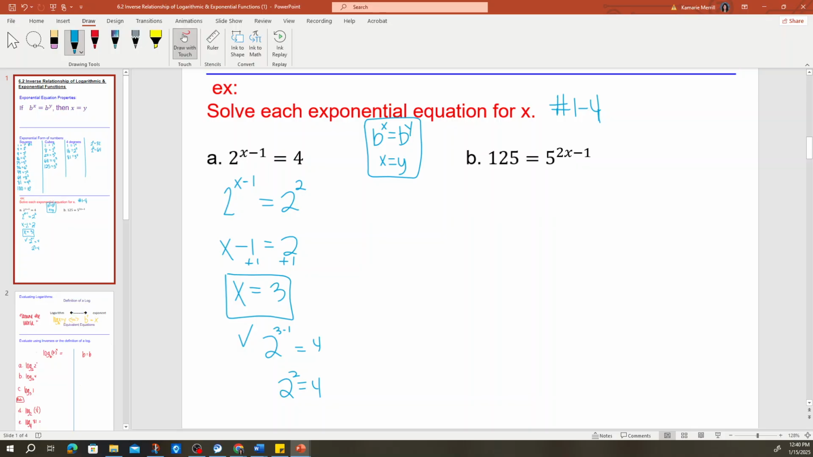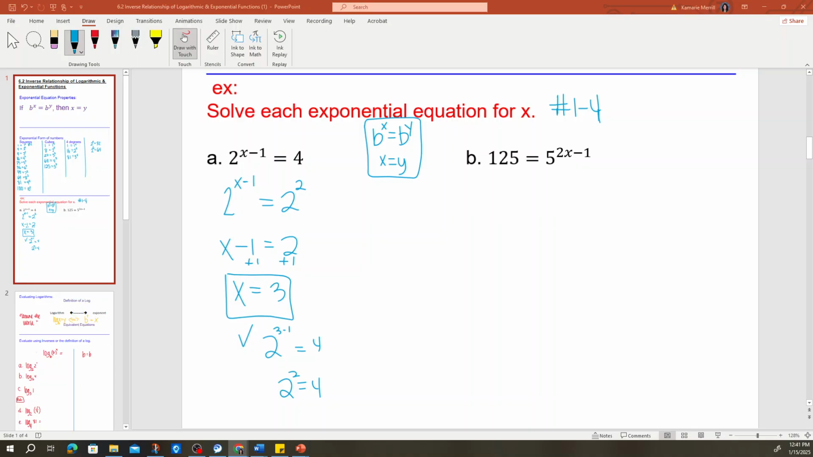Now, could we have guessed what x was here? Because this one's easily guessed. I could have realized that I needed a 2 squared there to get a 4, so I would have realized 3 as my answer. However, not everything's that straightforward. Like this isn't as straightforward, so don't get in a habit of just guessing and checking. Get in a habit of knowing how to solve this.